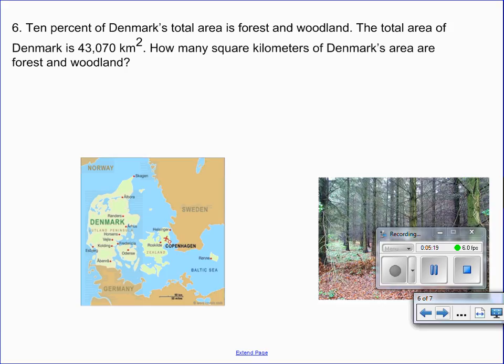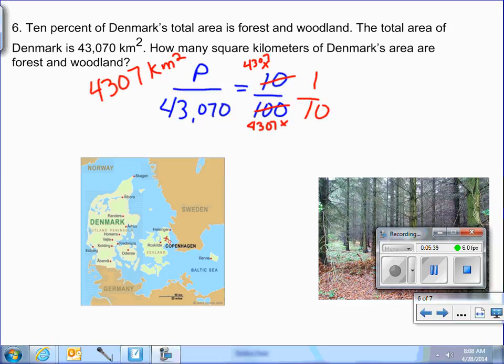Number 6, 10% of Denmark's total area is forest and woodland. The total area of Denmark is 43,070 kilometers squared. How many square kilometers of Denmark's area are forest and woodland? So in this example, 10% of Denmark's total area is forest and woodland, so we put 10 over 100.